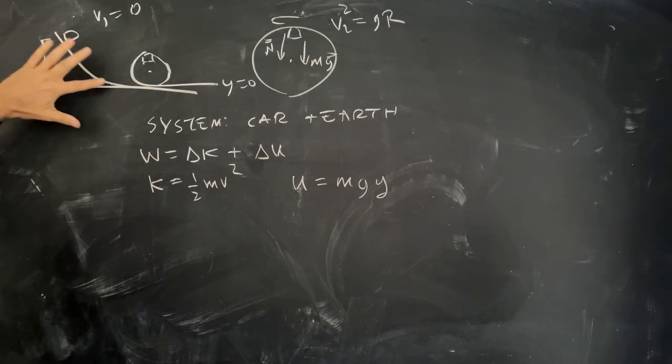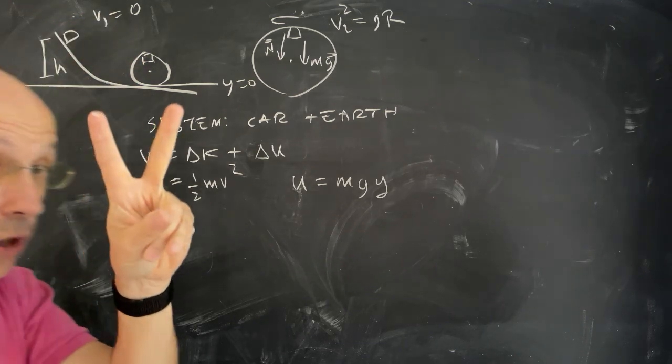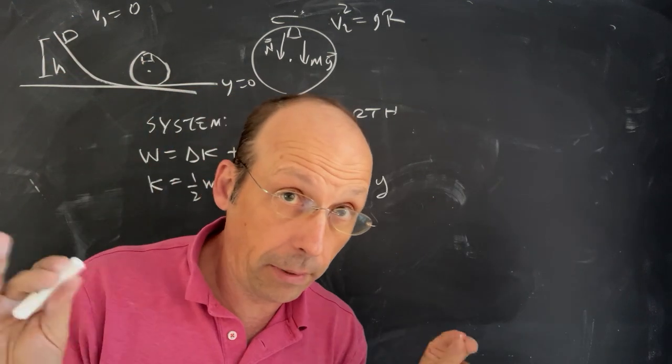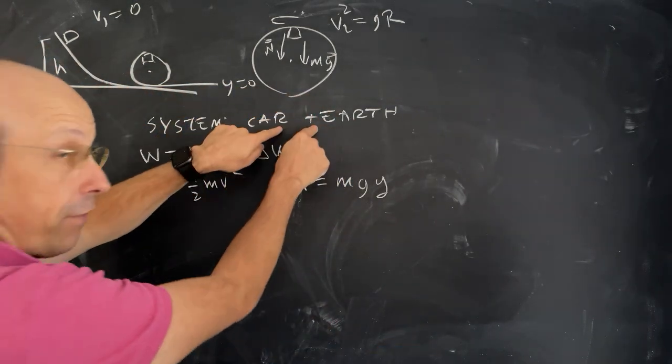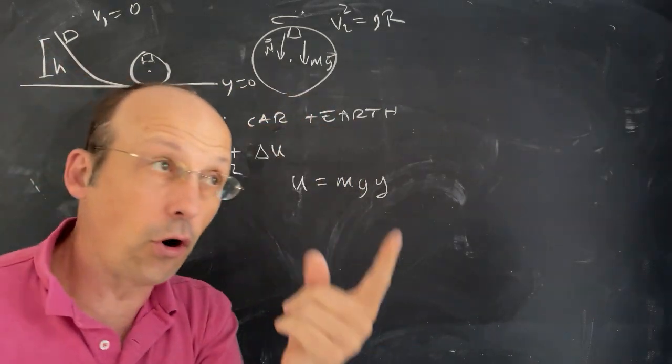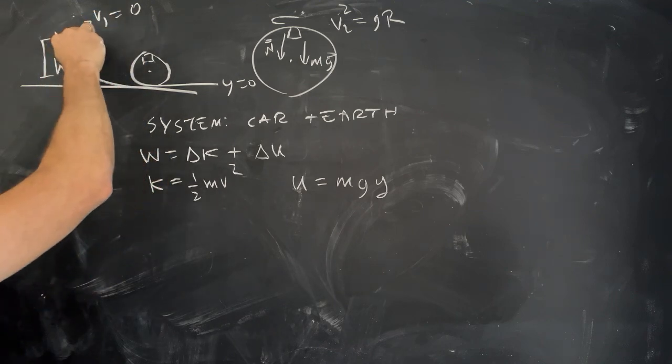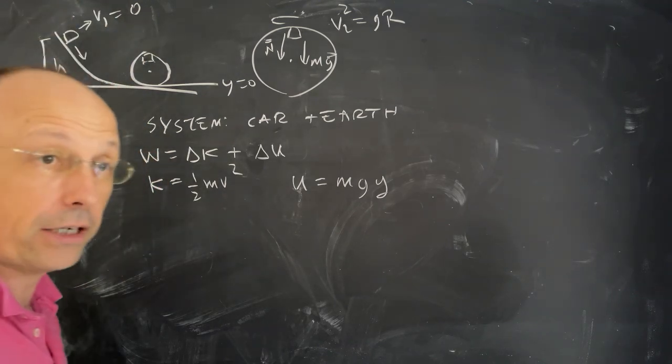As the car goes along that, we have 2 forces acting on it. The gravitational force, but we do not do work done by gravitational force because it's part of our system. And then we have a normal force. The normal force also doesn't do work because it's always perpendicular to the direction of motion.